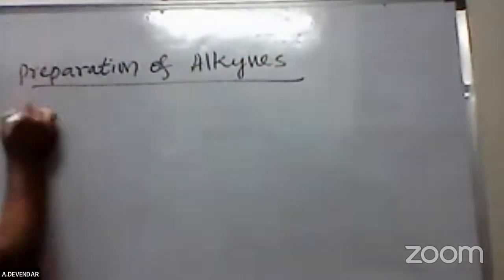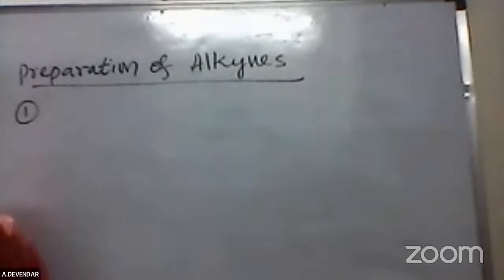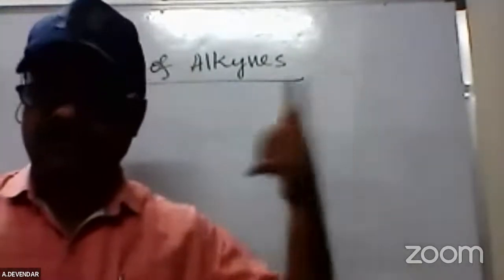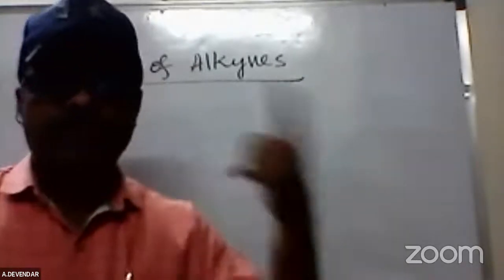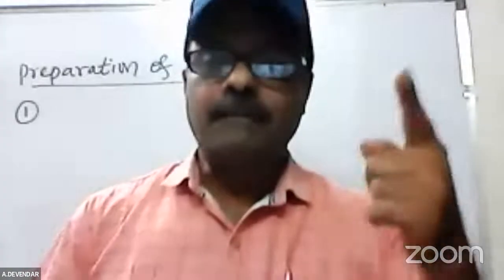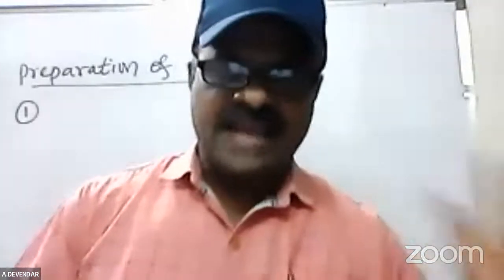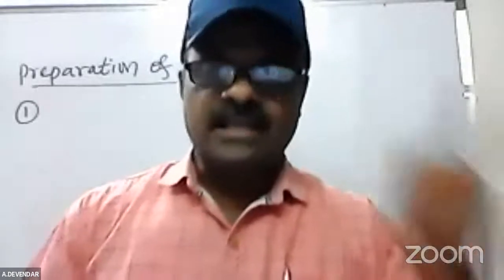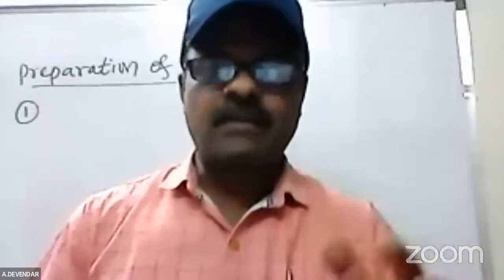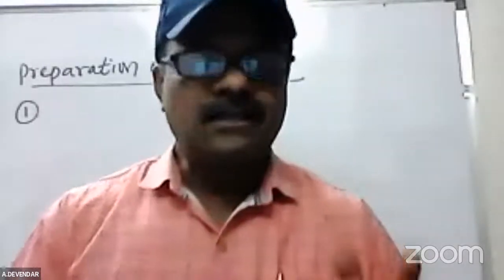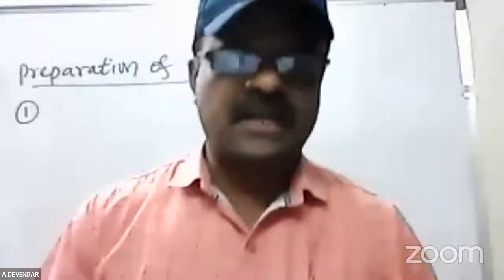How to prepare? The first is the industrial method. Already I told you in the last class about carbides: calcium carbide, methyl carbide, aluminum carbide. When aluminum carbide is hydrolyzed, you get methane gas. When calcium carbide is hydrolyzed, you get acetylene gas. Calcium carbide is used for artificial ripening of fruits and vegetables.